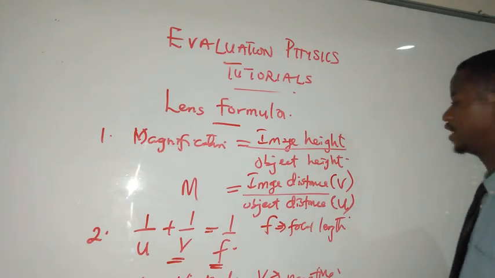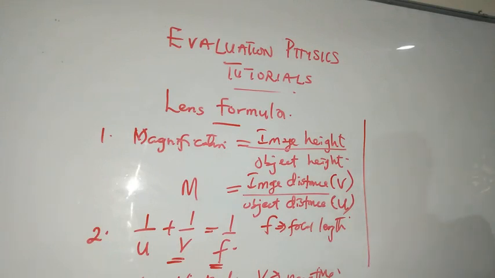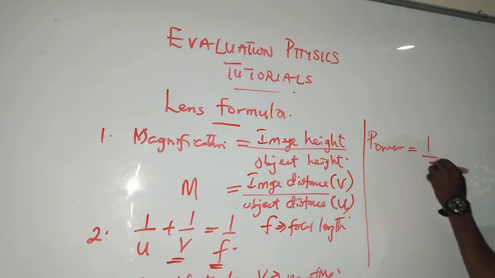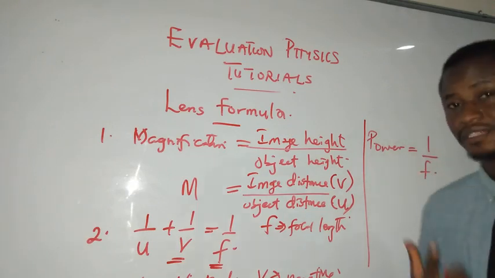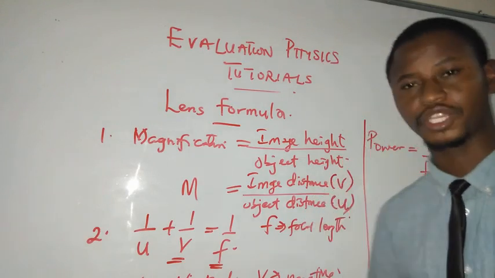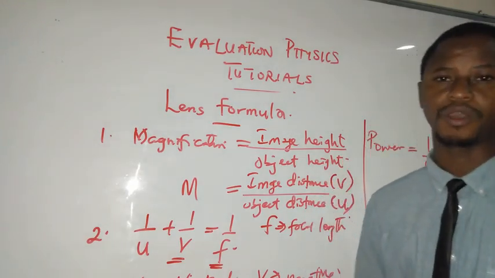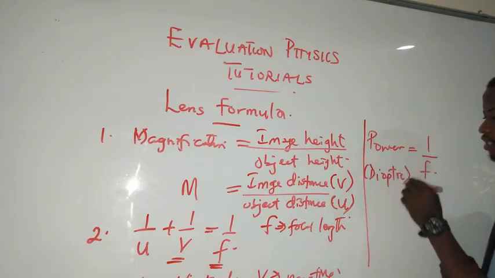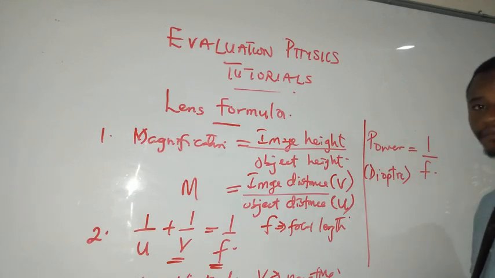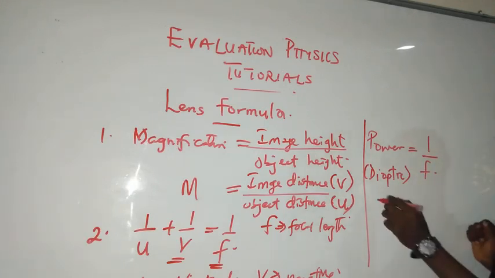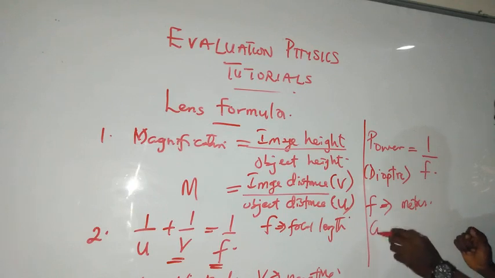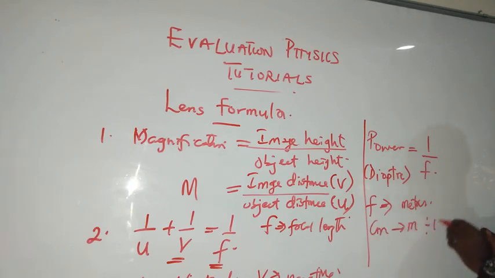Please note that. Then the final formula for this class is the power of a lens, which is 1 divided by focal length. The power of a lens is not measured in watts, like mechanical power and electrical power, but rather in a unit called diopters, D-I-O-P-T-R-E. When you're using this formula, ensure that your F, the focal length of the lens, is expressed in meters. If it is given in centimeters, you convert it to meters by dividing it by 100.